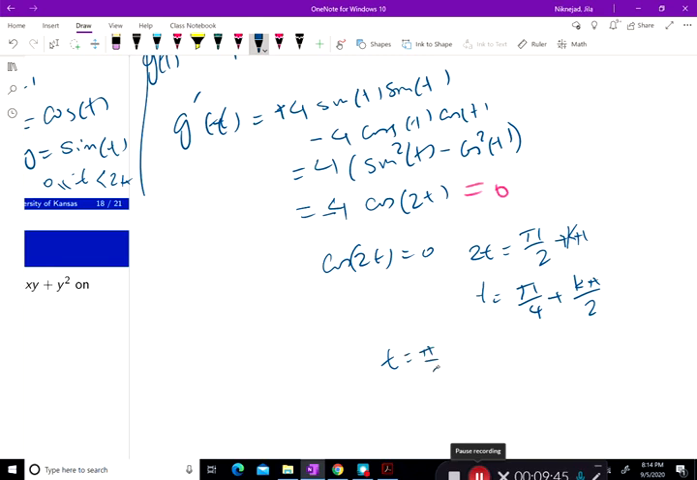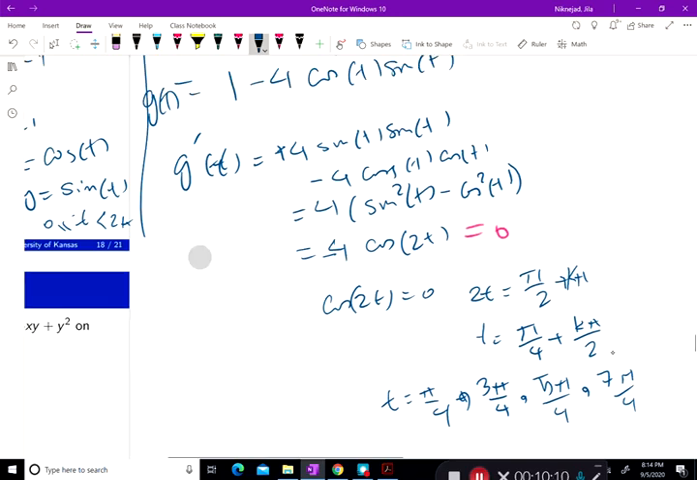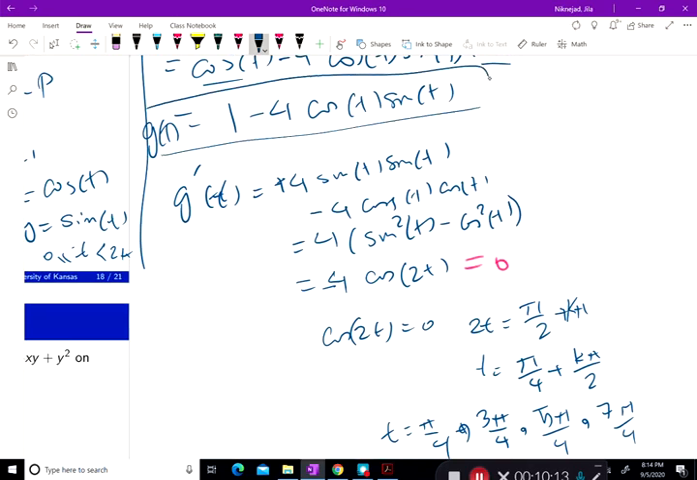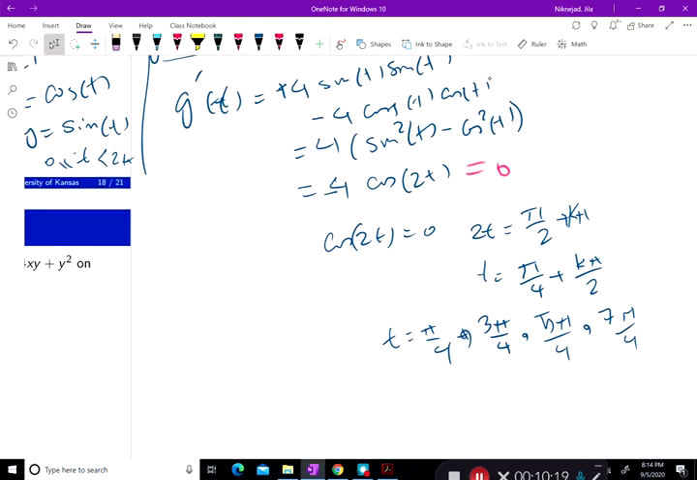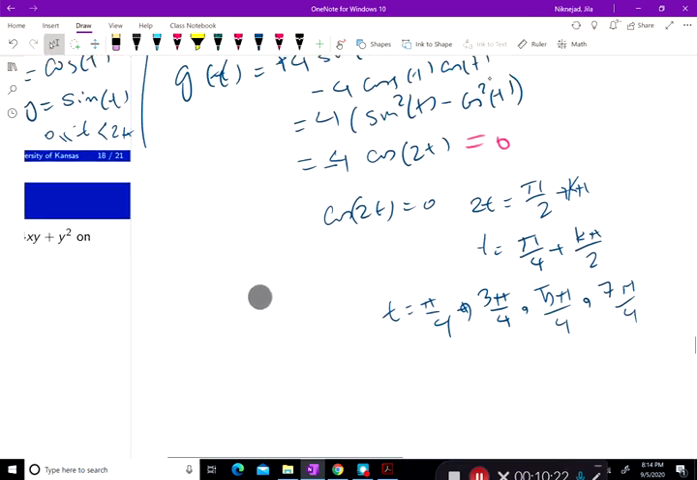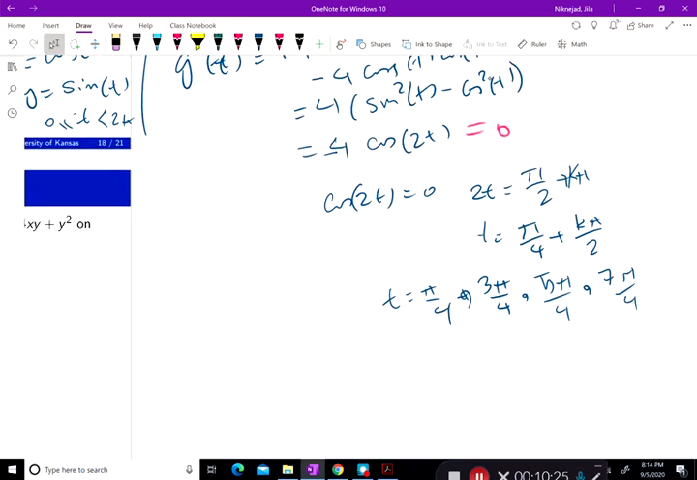So find all the values of t between 0 and 2 pi. t equal to pi fourth, add pi half, 3 pi fourth, add another pi half, 5 pi fourth, add another pi half, 7 pi fourth. So there are basically 4 critical points for the boundary. What was g? g of t was the parameterization of the boundary. You have to figure out what those critical points are, and then check them for the boundary.